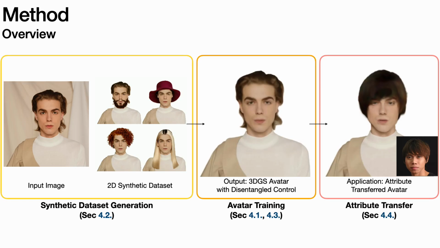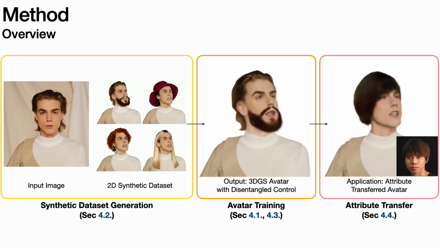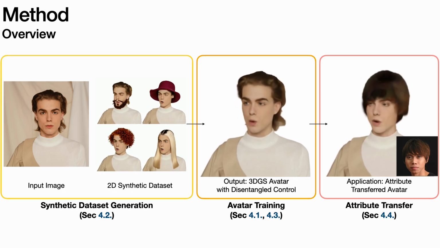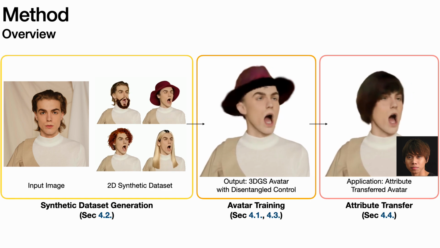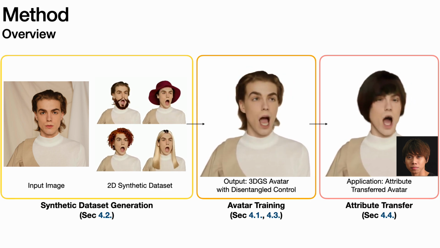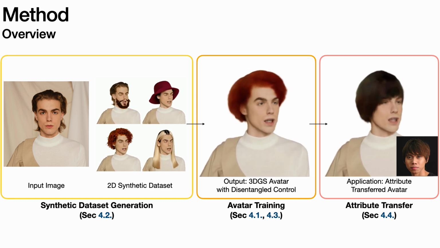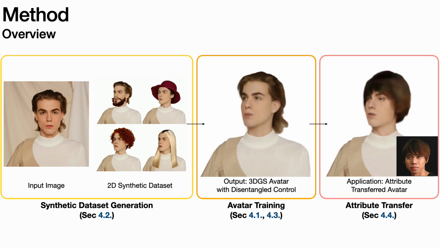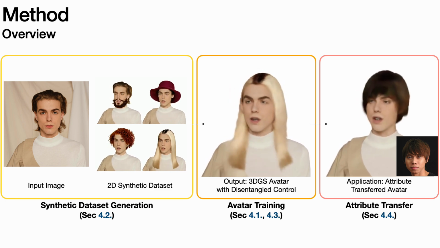We explain the method of PERSE. This is an overview of our method. From left to right, we explain synthetic dataset generation, avatar training, and attribute transfer. Each image represents the results or renderings of the respective stages.